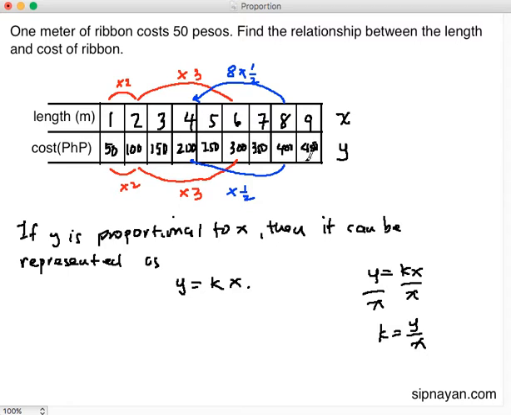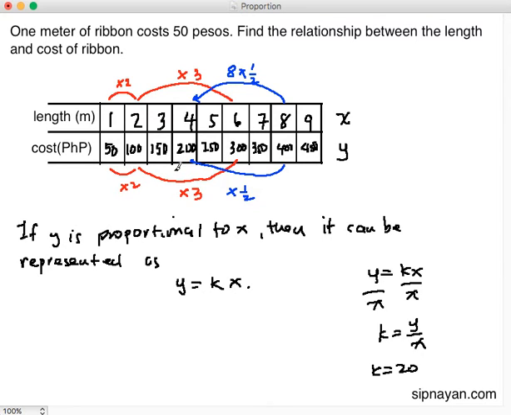No? So ano ang y natin dito? 100 divided by 2 is 50. 150 divided by 3 is 50. 200 divided by 4 is 50. So palagi siyang constant, kaya siya tinatawag na constant of proportion. So k can be any number, no? So here, we have the constant of proportion here. Yung k natin dito is 20, kasi we divide y by the x.